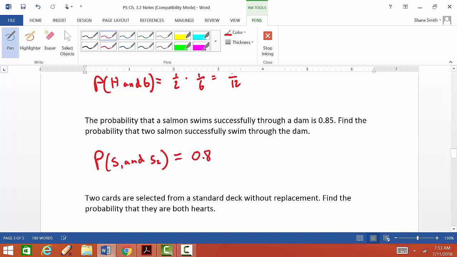And then once again, we think about independence. Do we think that the first salmon getting through affects the probability of the next salmon getting through? And we don't really have a reason to. There's nothing in the problem that says that there is. So we're just going to multiply by 0.85 again. We're going to assume that the salmon successfully swimming through the dam are independent of each other. So the answer is 0.7225 here.